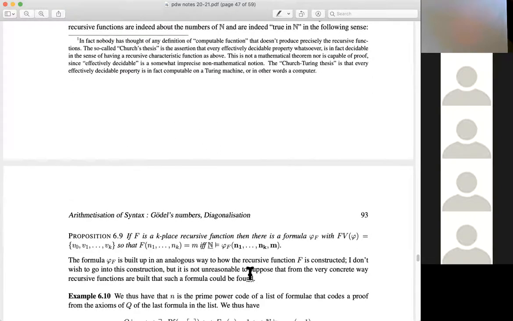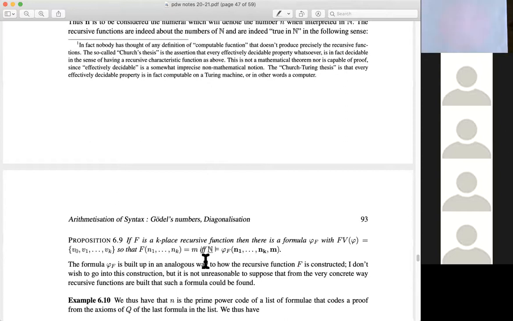Along with this idea here about recursive functions, suppose I've got a k-place recursive function f. Well, there's actually a formula that will give me, as it were, the graph of this function. If f of this k-tuple is this value m, there's a formula corresponding to f which will be true of these numbers, if f of n vector is m.